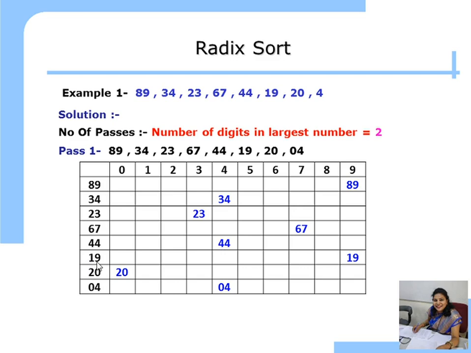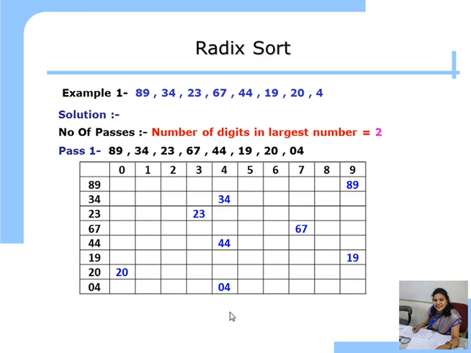Next number is 19. The unit digit is 9, so we put 19 in the 9th bucket. For 20, we have 0 at the unit position, so we put 20 into the 0th bucket. And for 4, we have 4 at the unit location, so we put 4 in the 4th bucket. So after putting all the numbers into appropriate buckets using their unit position digit, we will recollect all the numbers. How do you recollect all the numbers? You start with the 0th bucket and go towards bucket number 9.